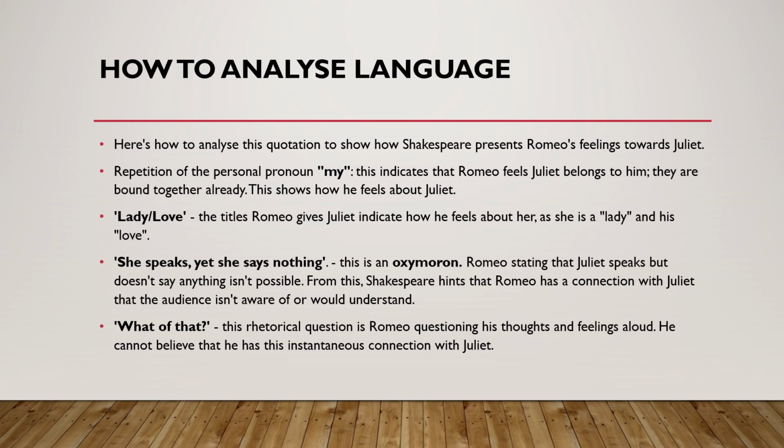Obviously it's not possible, is it? So from this, Shakespeare hints that Romeo has a connection with Juliet that the audience isn't aware of, or that they would understand. So it's like when you look at someone and you know instantly what they're thinking.